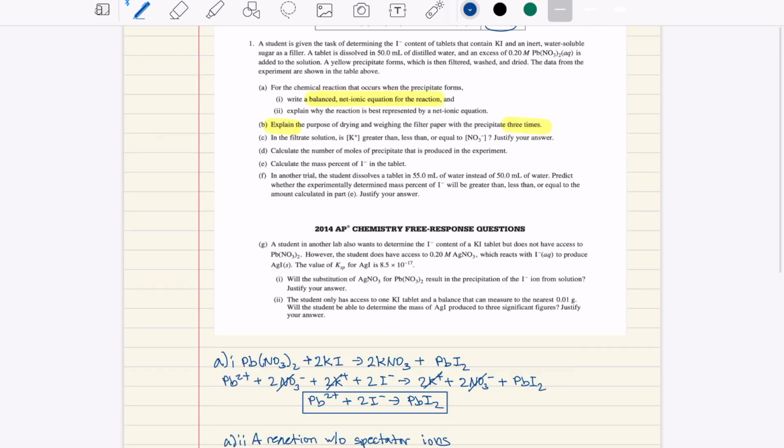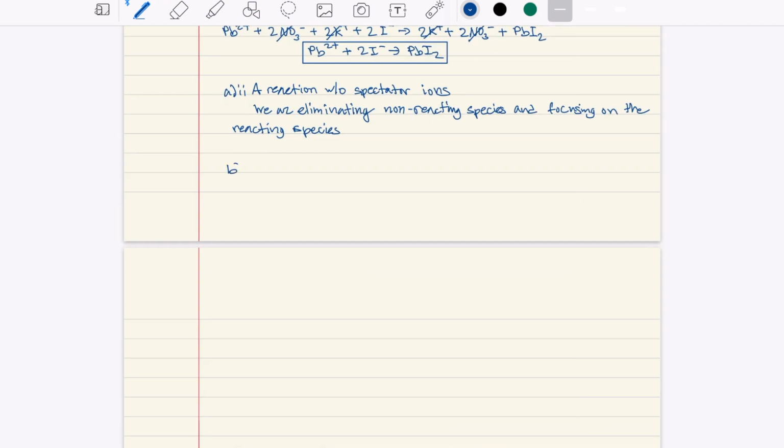So really the purpose of weighing it 3 times is to make sure that we get an accurate measurement, right? We have to ensure all the water has been driven off, right? So to get full points on this question, we have to say that we need all the water to be driven off in order to get accurate data, right? Because if we have excess water, then our data would be inaccurate.